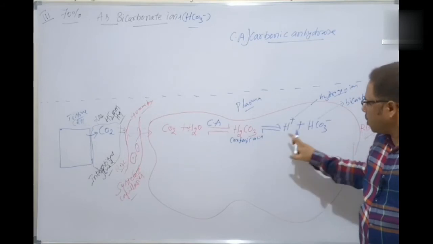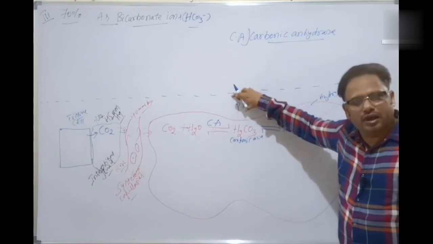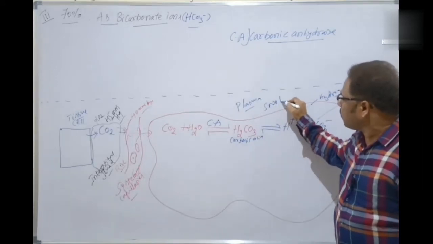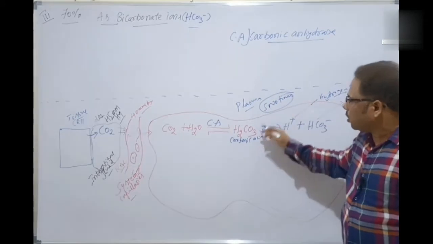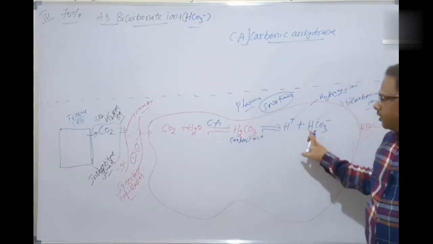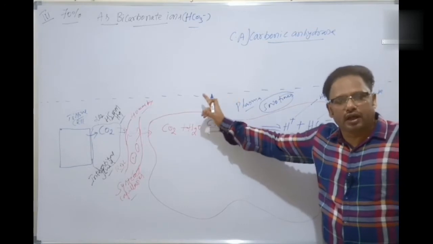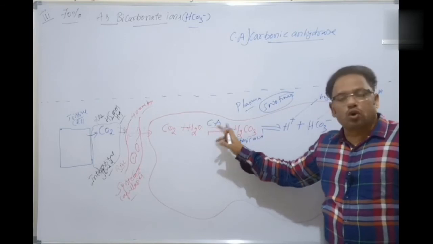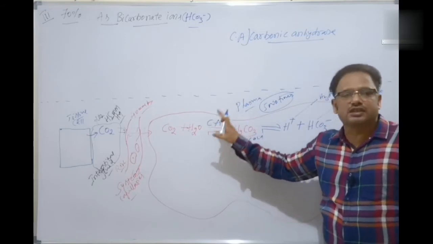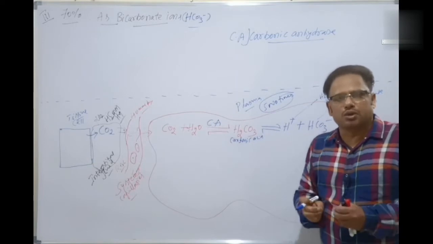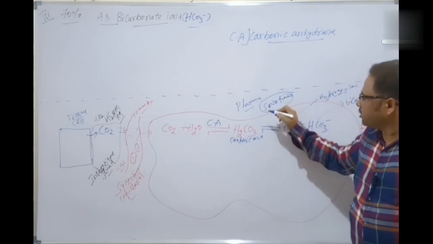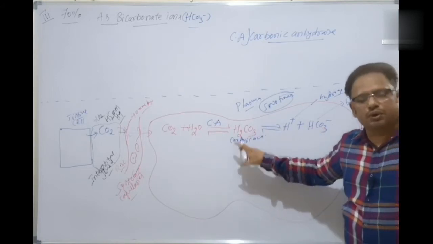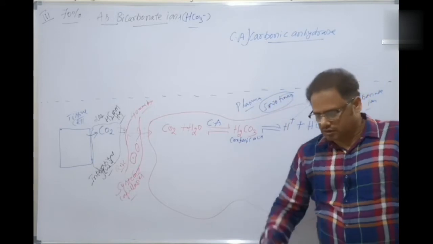That's why bicarbonate ions are formed in the plasma as well, but lesser, about 5,000 times less. Approximately 5,000 times more carbonic acid and bicarbonate ions are formed in the RBCs when compared to the plasma, because a higher concentration of carbonic anhydrase is present in the RBCs. Okay, students.